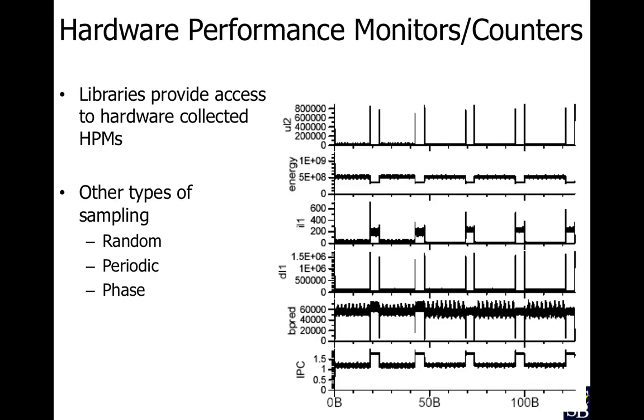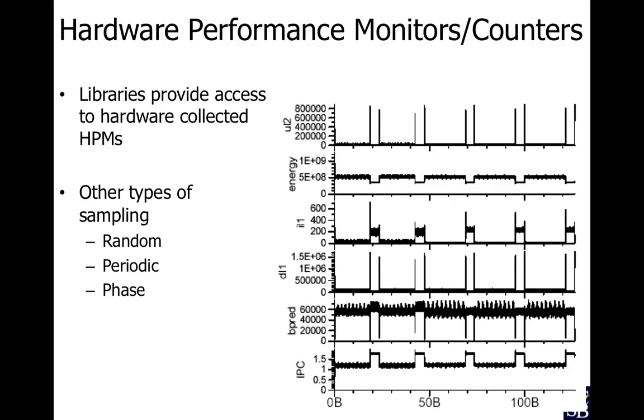On the right, we have some examples of these measurements that are being taken. There's caching information for the level 1 and level 2 caches, the energy use. We have caching information for the data cache and the instruction cache, the branch predictor, and we also have the instructions per cycle.